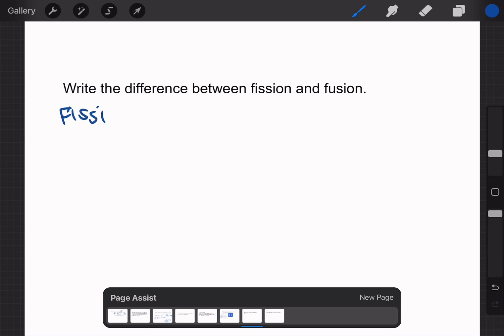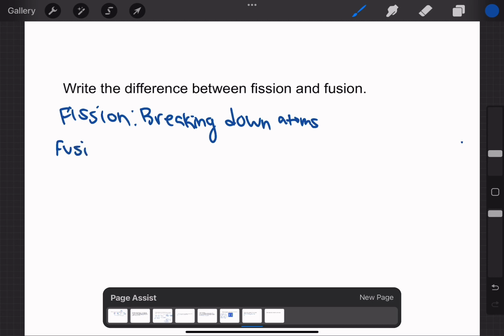Okay guys, this is super easy, just try to memorize definitions. Fission is obviously breaking, and fusion is fusing or merging atoms. So as you can see, I wrote the definitions down. Fission is breaking down of atoms, and fusion is the merging or combination of atoms.